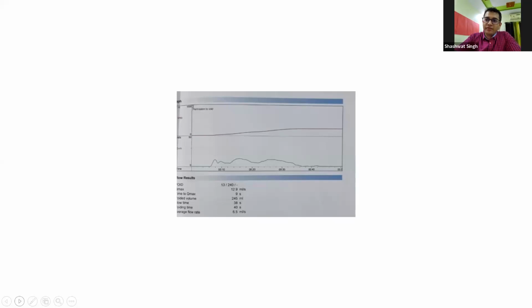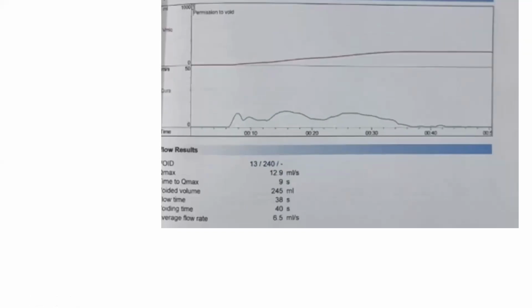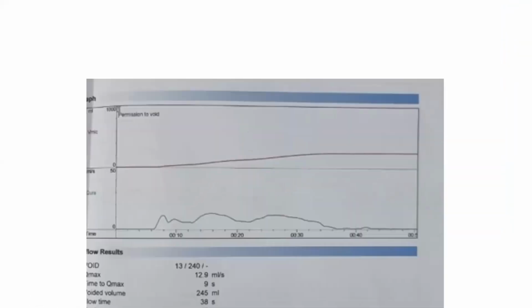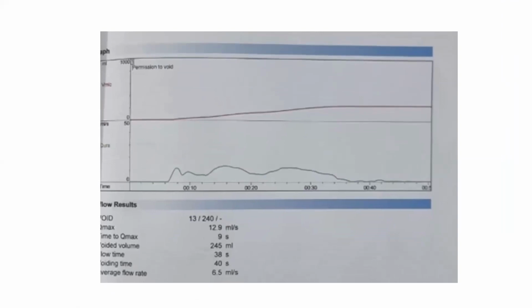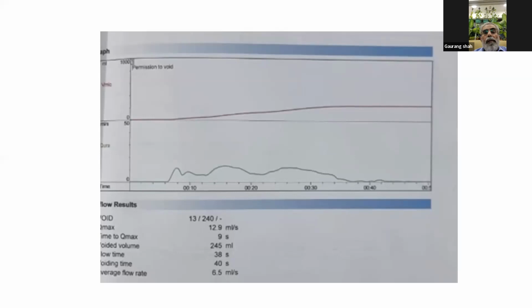Okay, sir. So Dr. Gite has explained to you. Now this is a uroflowmetry. Can you just comment on that? Paras, just make it a little bigger. Sir, voided volume is 245 ml, sir. Yeah. Qmax is 12.9 ml per second, and average flow rate is 6.5 ml per second, sir.